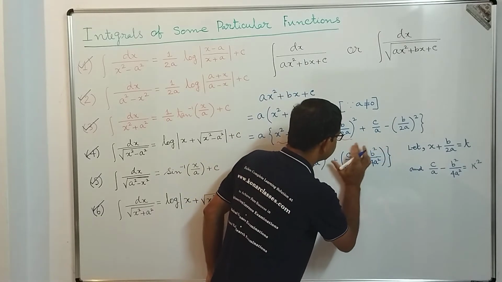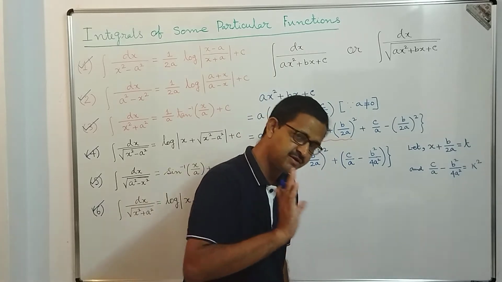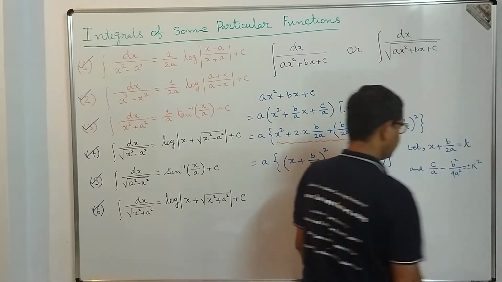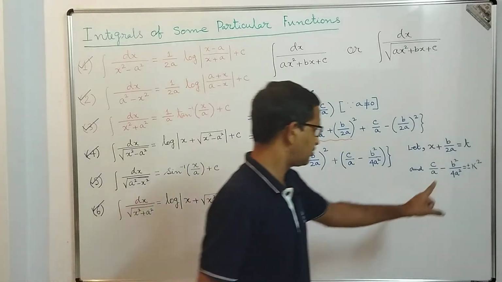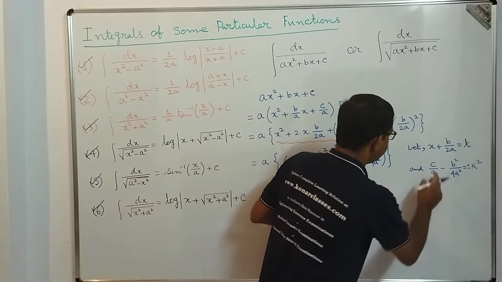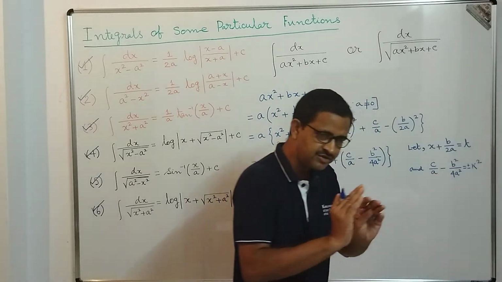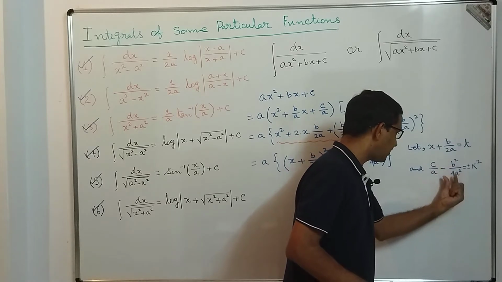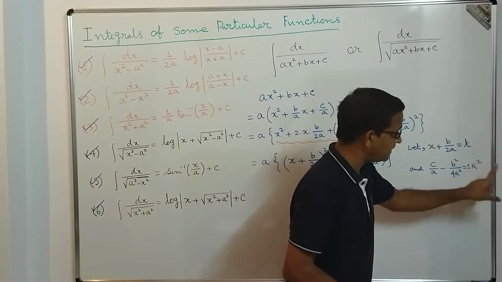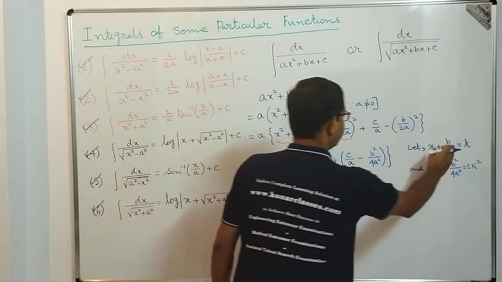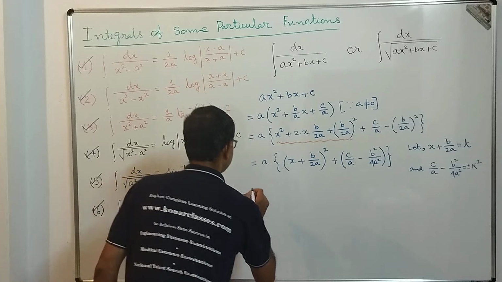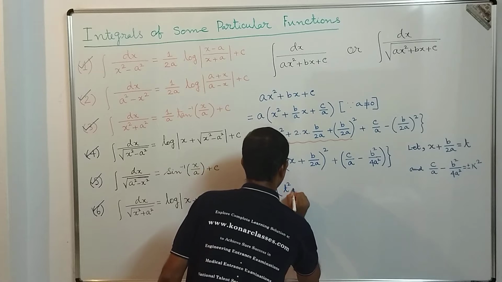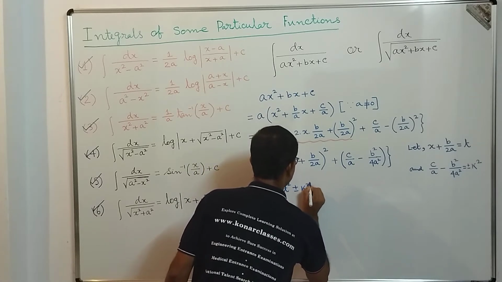The value of this expression can be either positive or negative. As we are assuming it is equal to k square, it could be either plus or minus, because k is a constant and k square is always positive. So if c by a minus b square by 4a square is positive, then we consider plus k square, or if it is negative, then we consider minus k square. And x plus b by 2a we already took as t. Then this expression becomes a into t square plus or minus k square.